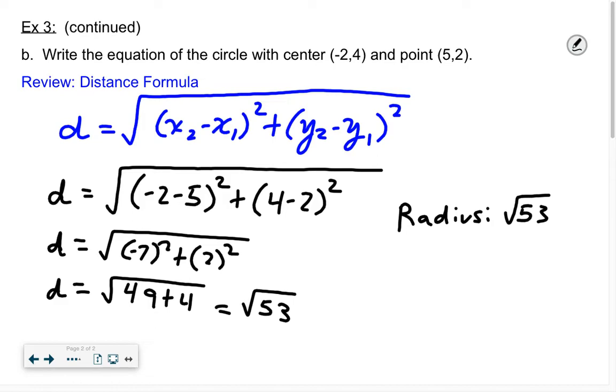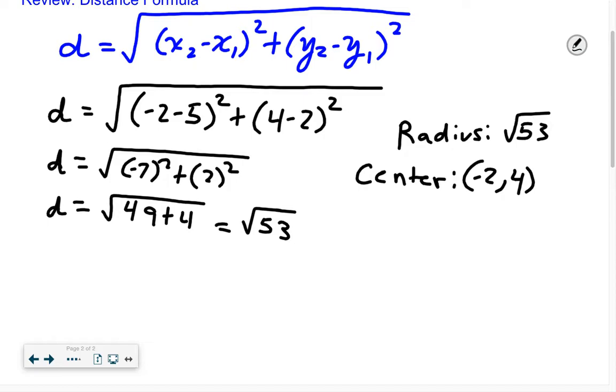53 is obviously not a perfect square. It's also a prime number, so we know we're not going to be able to simplify that. So it's okay if you leave it as the square root. Center we know is -2, 4. And now we have both pieces to the puzzle.